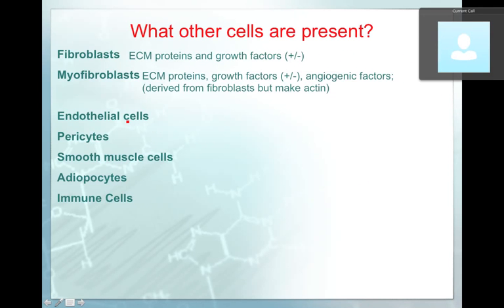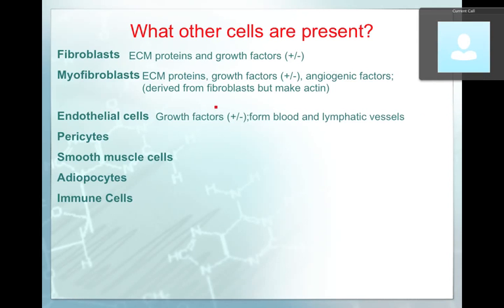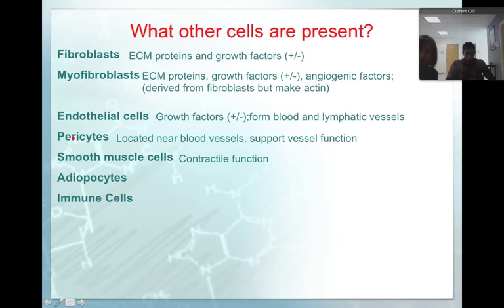The endothelial cells are the cells that actually make up the blood vessels or lymphatic vessels, right? They make growth factors. They form these tubes that allow for movement. I don't know why this is acting so weird. The pericytes are cells that are located near blood vessels that support the blood vessel function. It turns out that pericytes are really important for response to chemotherapy.